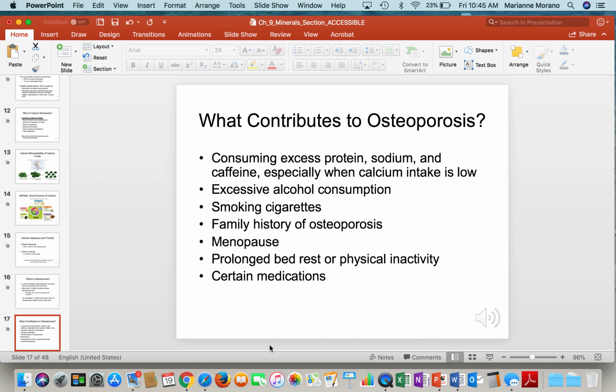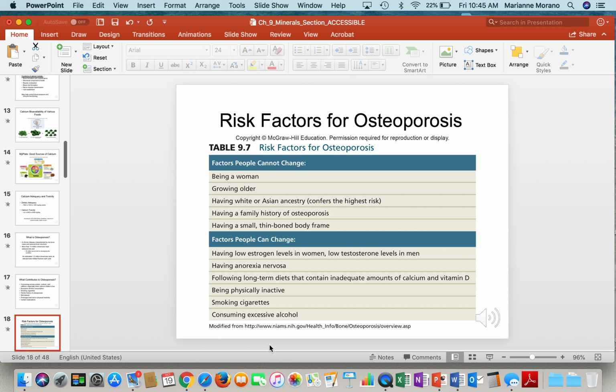When you have too much protein, too much caffeine, and very low calcium intake, that can contribute to osteoporosis. Same as excessive alcohol, smoking cigarettes, if there's a family history. Women, once they go past menopause, are at greater risk, and if you're not physically active, and of course certain medications. So your risk factors are anything that is part of your family history. If you're a woman, if you're older, and if you are white or Asian, that raises your risk. Table 9.7 goes over all of them, so make sure that you pay attention to that because you don't want this disease.